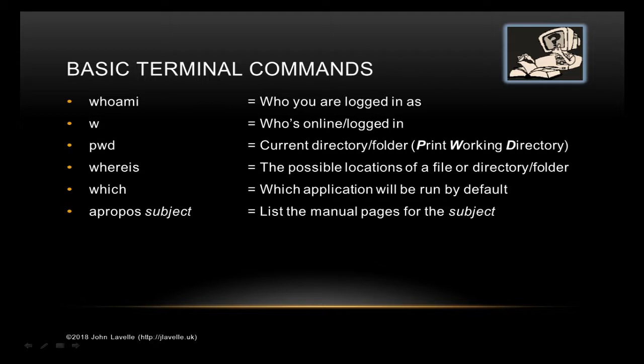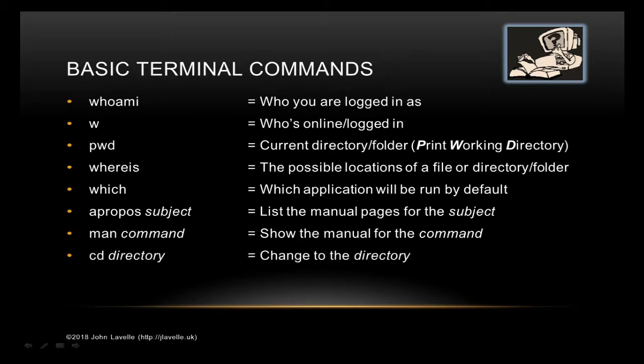Apropos and then a subject. If you don't know what the command is for a particular item, you can do apropos and then the subject, for example, apropos list. And this will give you all the types of commands for list, whether this is listing items in a directory, listing lines in a folder or something like this, listing text in a document, all the different manual pages, and then you can find the one you want and enter it into manual like so. So man, M-A-N, and then the command, for example, man ls will give you how to list the current directory and the different switches for it.